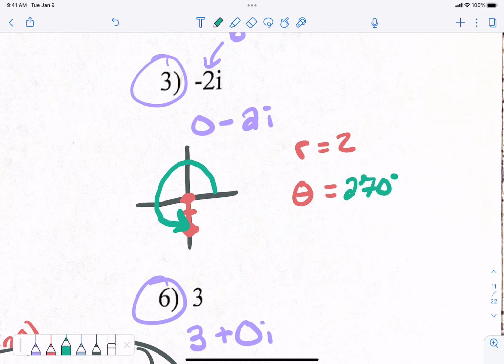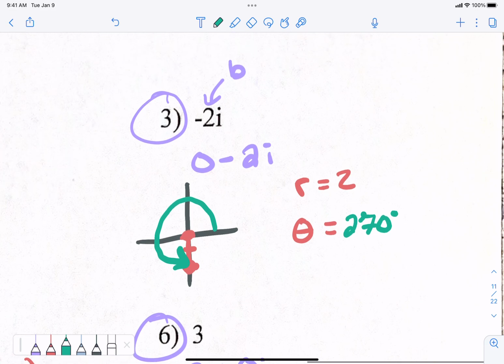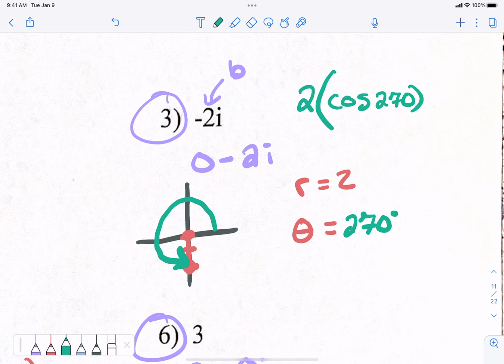So when they give you an a or a b that is 0, just look at where it's located and how many degrees that is. Do you see why we get 270 degrees from there? Yeah. So, polar form would just be 2, parentheses, cosine of 270 plus i sine of 270. Make sense?